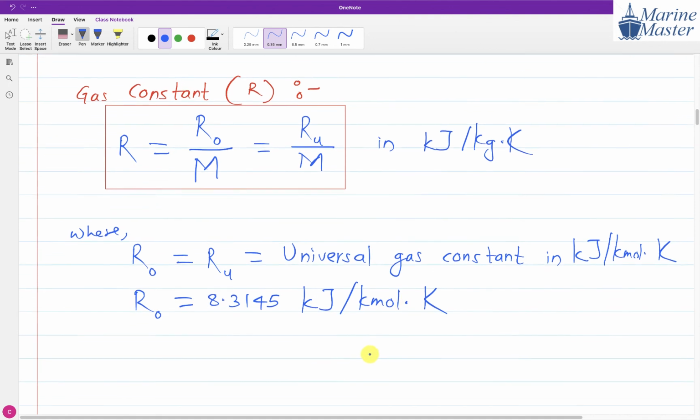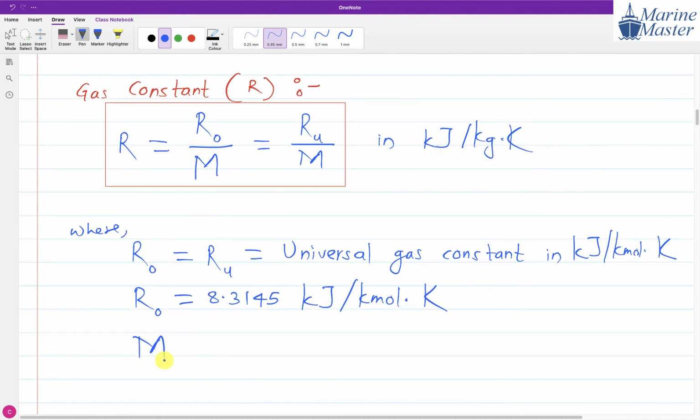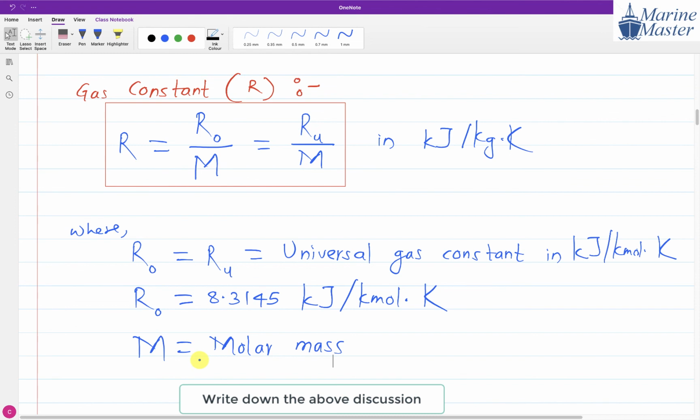Then what is the meaning of capital M? Capital M stands for molar mass. We will not go into the unit of molar mass, we will not go into that much detail. Just say capital M stands for molar mass. Please write down this discussion.